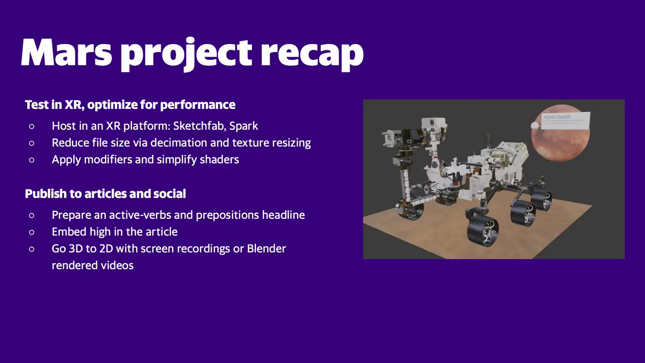After we did all those things, we went ahead and got it published on Sketchfab so we could get an embed code generated. We could then bring that embed code into our article pages, craft a nice headline, craft some terms in our article that help prime the user to interact with something that's 3D in their page, potentially launching it into augmented reality as they scroll through the story.